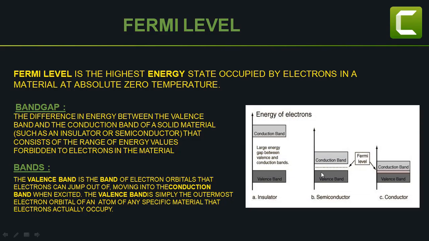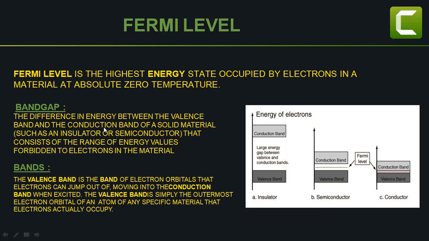As you can see here, in the middle of the conduction and valence band, the Fermi level is lying for a semiconductor, and for a conductor the conduction and valence bands are overlapped. This portion between the conduction band and valence band is known as the band gap. Here the conduction band and valence band are overlapped, so there is no band gap present.